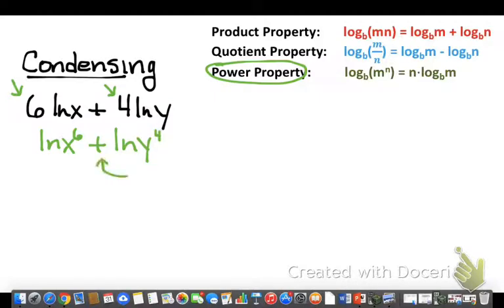Now we have a plus sign. That plus sign means that we're dealing with the product property, so we get ln x to the 6th times y to the 4th, and that's our condensed form.